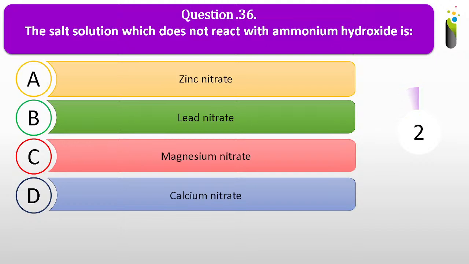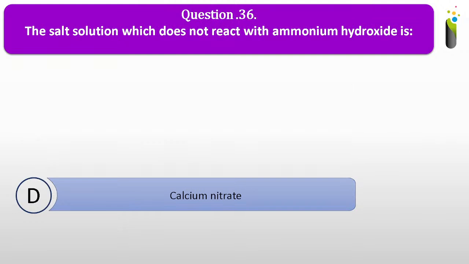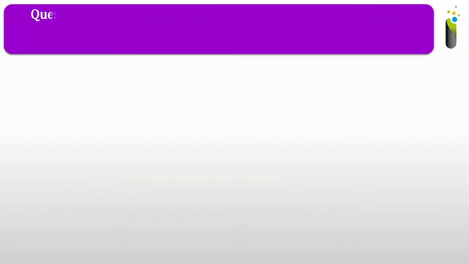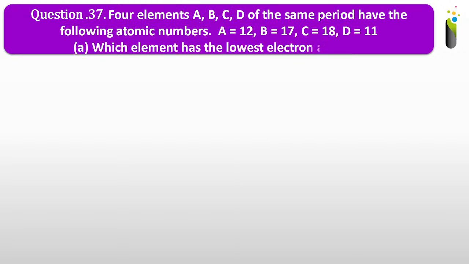So the correct answer, the salt solution which does not react with ammonium hydroxide is D, that is calcium nitrate. Coming to the next question, number 37. Four elements A, B, C, D of the same period have the following atomic numbers. A is equal to 12, B is equal to 17, C is equal to 18, and D is equal to 11. So the first sub-question in this is, which element has the lowest electron affinity?